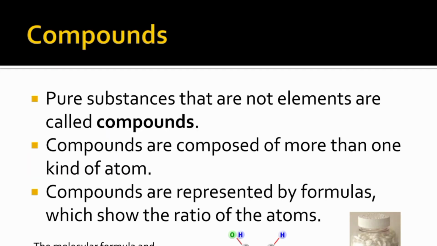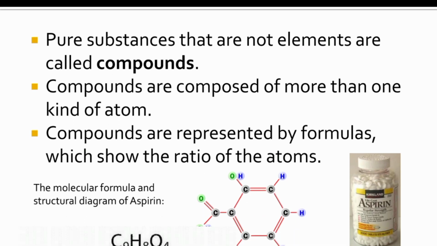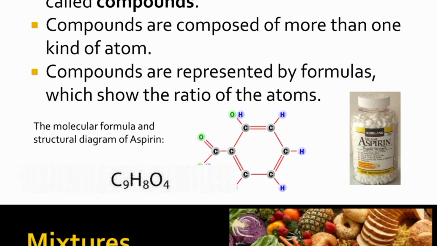What are compounds? Compounds are pure substances. These are not elements. These compounds are composed of more than one kind of atom. For example, you can see some examples here. Compounds are represented by formulas which show the ratio of elements.